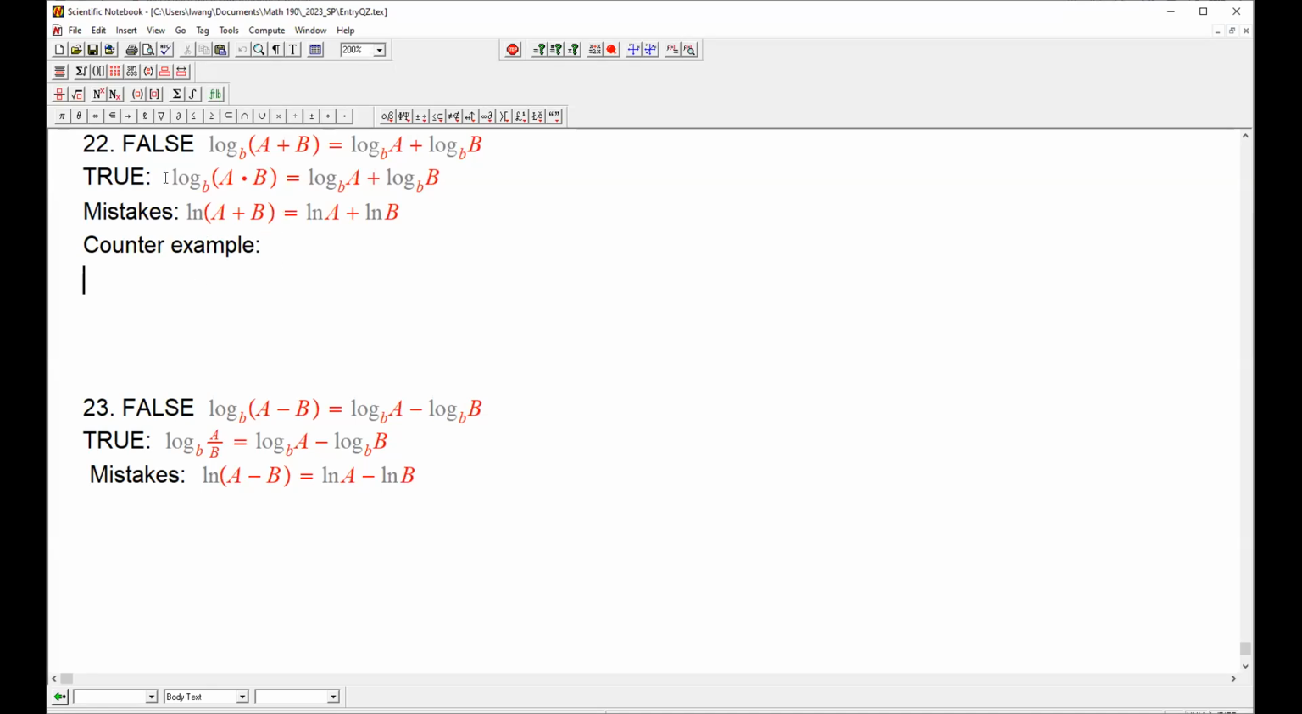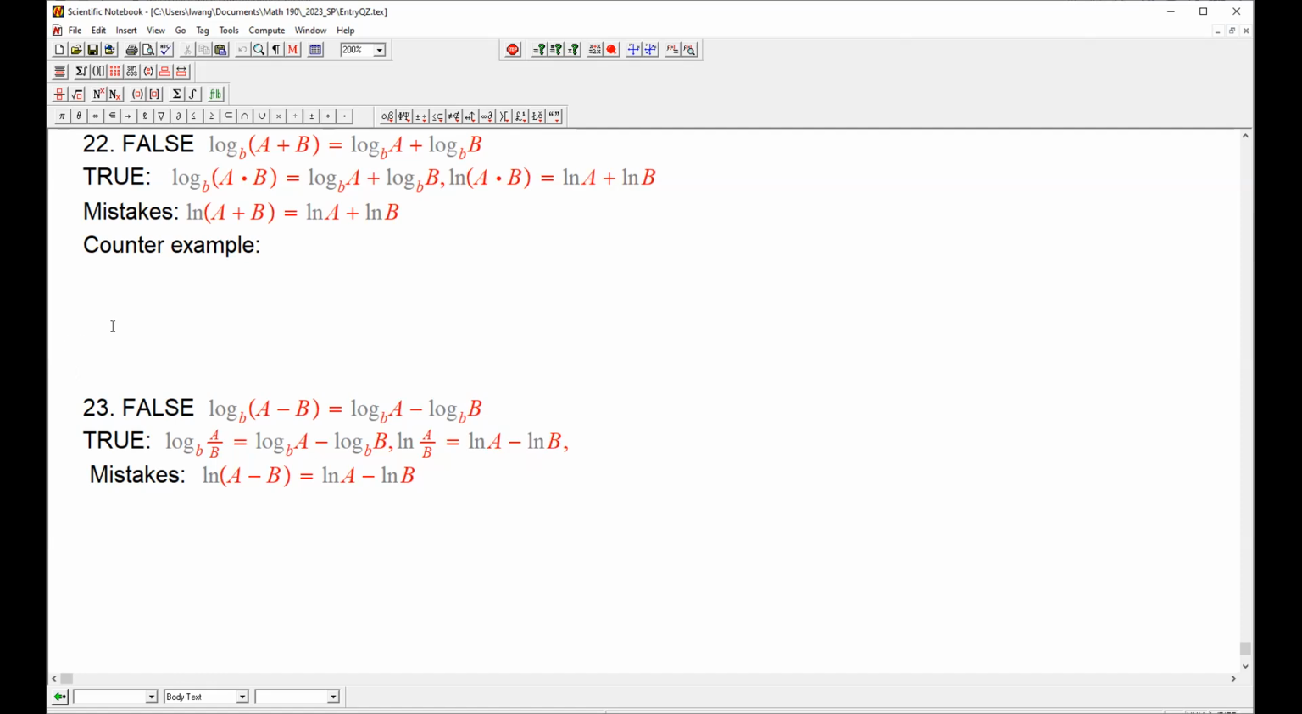And be very careful. This is true. And of course, if you change it to ln, it will be true as well, right? So this is natural log. And another one would be true because we've been using ln a lot, so this is going to be ln, ln, ln.